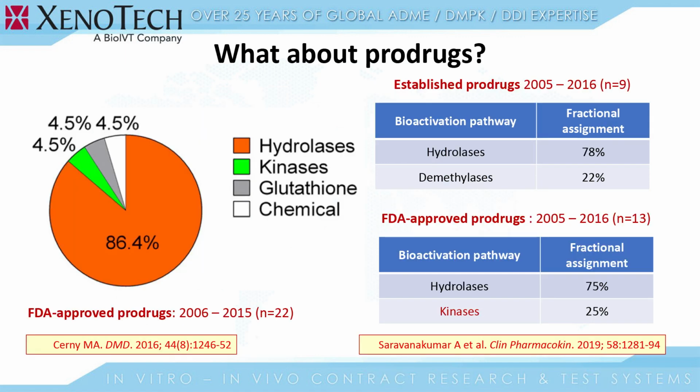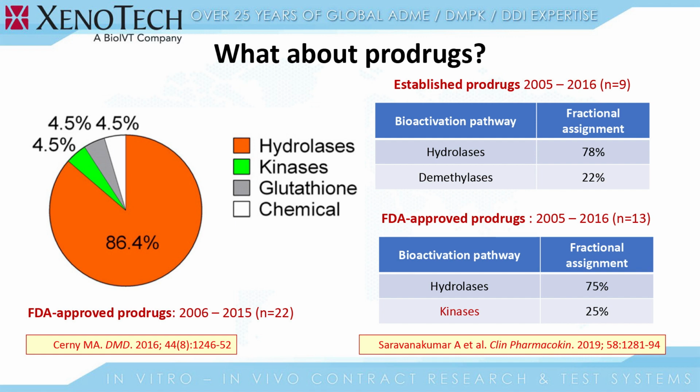Now, what about prodrugs? Since the data sets that I was just sharing with you excluded prodrugs, both authors actually looked at prodrugs in their own category. So in Cerny's analysis of FDA-approved prodrugs between 2006 and 2015, he had a data set of 22 drugs that were approved. Now, out of these prodrugs, 86% of them were metabolized by hydrolases. This was followed up by equal proportions by kinases, glutathione, and other forms of chemical activation of the drug.